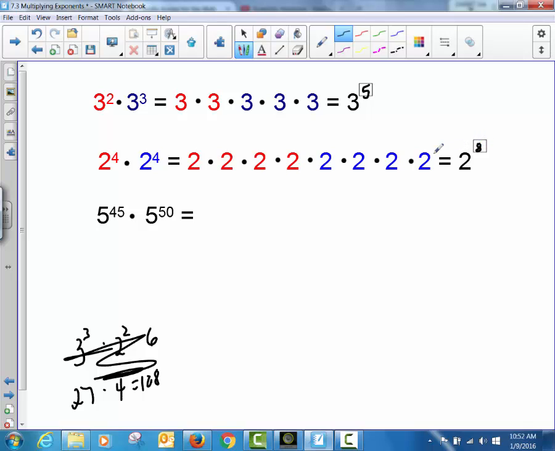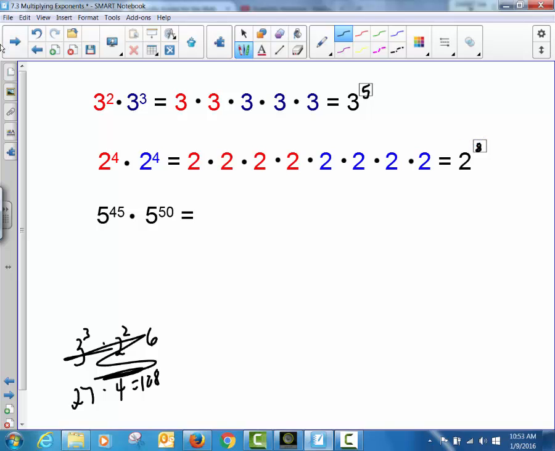So we could do that. We could write them all out and then count them. But there's got to be a simpler way. Because when we do 5 to the 45th times 5 to the 50th, we certainly don't want to write out 45 5s and 50 5s. So we have to find an easier way to do it. So we look up here and we see 3 to the 2nd times 3 to the 3rd is equal to 3 to the 5th. And 2 to the 4th times 2 to the 4th is equal to 2 to the 8th. Have you noticed the shortcut?